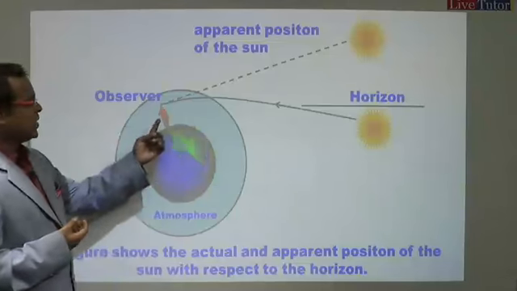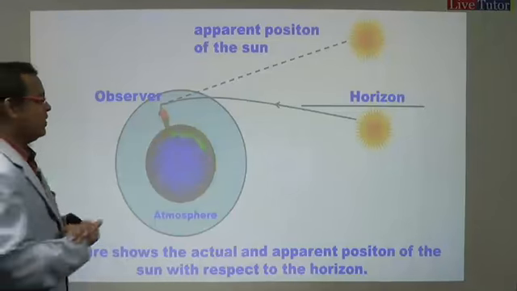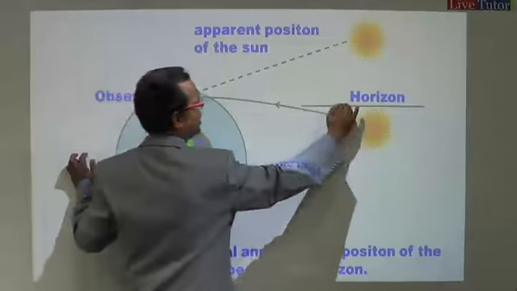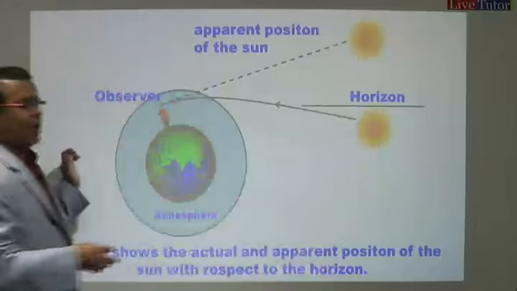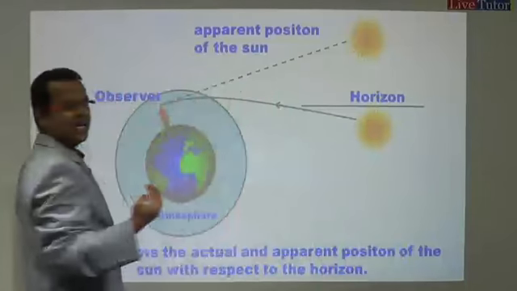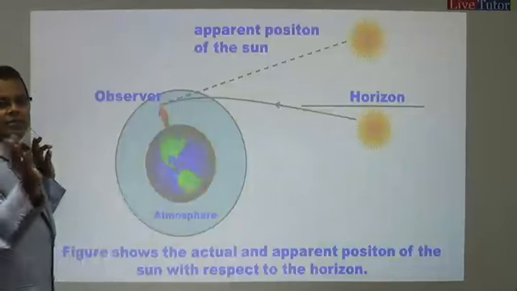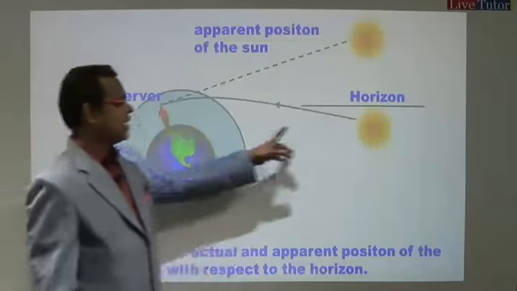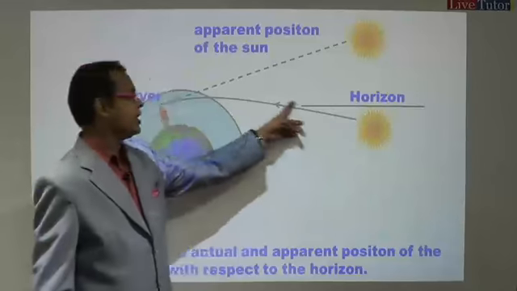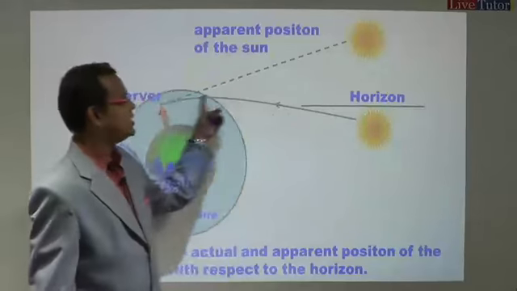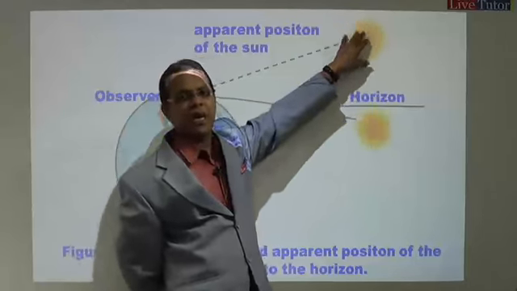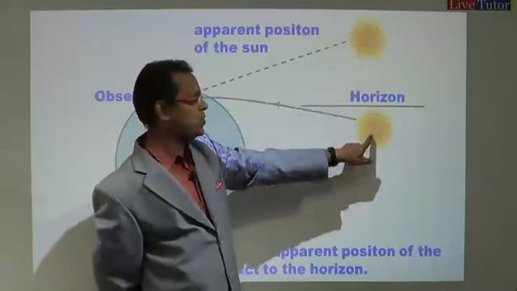Let us see how. Suppose a person is standing here. For him, this is the horizon. When you are looking at this, this is the horizon. But actually, the sun is here only. And when the sunlight is reaching us, because of atmospheric refraction, the light from this point keeps bending, and we see the light as if the apparent position of the sun is here. The apparent position of the sun is here, but the actual position is here.